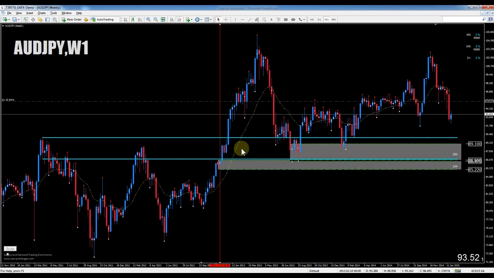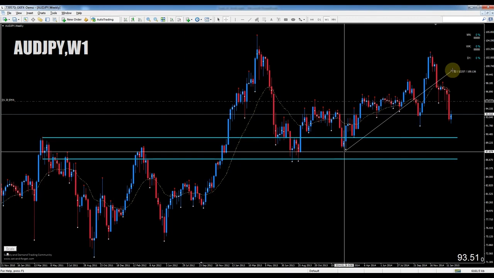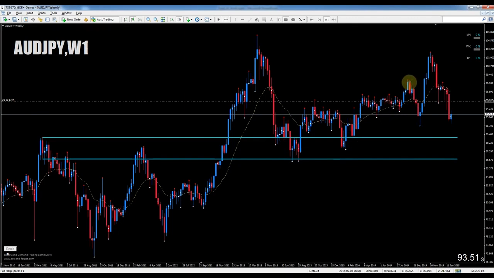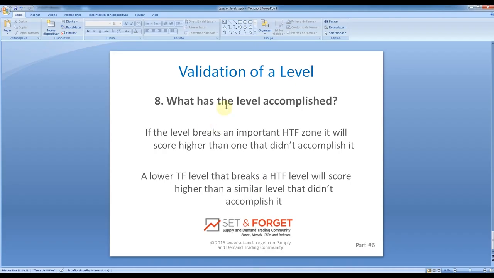What has a level accomplished? And then by doing that, you will get a better score or a worse score. So here, this weekly area of demand, sorry, broke that, okay, remove this area of supply. So it's tested already, but it is the one that caused the break of that area. Okay, and this is the one also that caused the break of this descending trend line. So this is a while long on the weekly, and it's holding there, holding. So you have to pay attention to what the level accomplished. It is a very important thing.